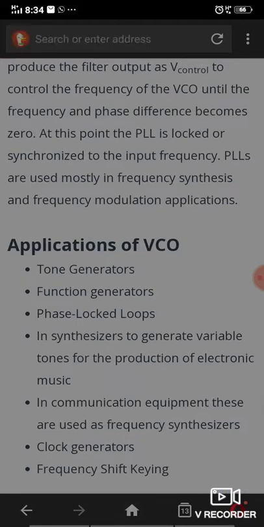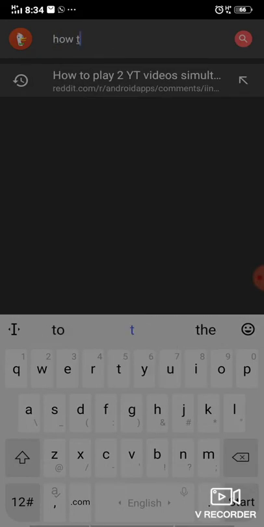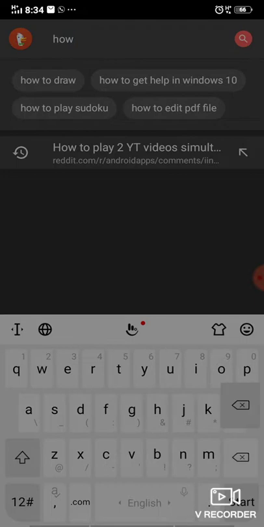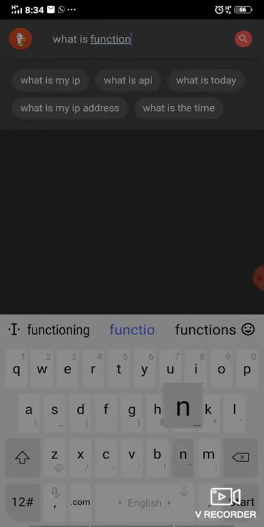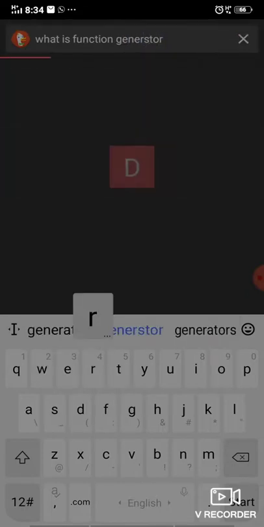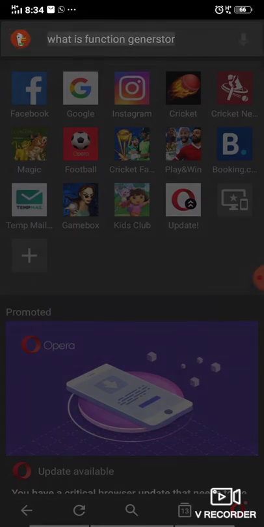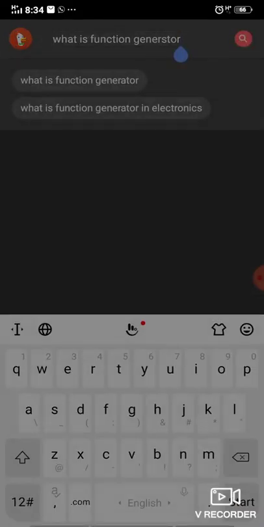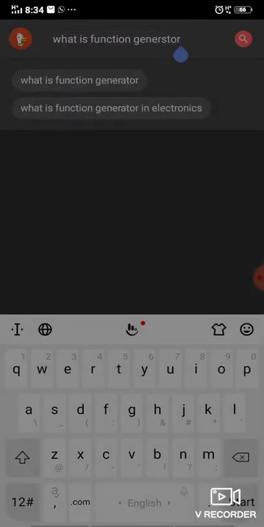First of all, research what is a function generator. Here some tabs or sub-websites are open, so we open the website which is suitable for us and we learn from this website.